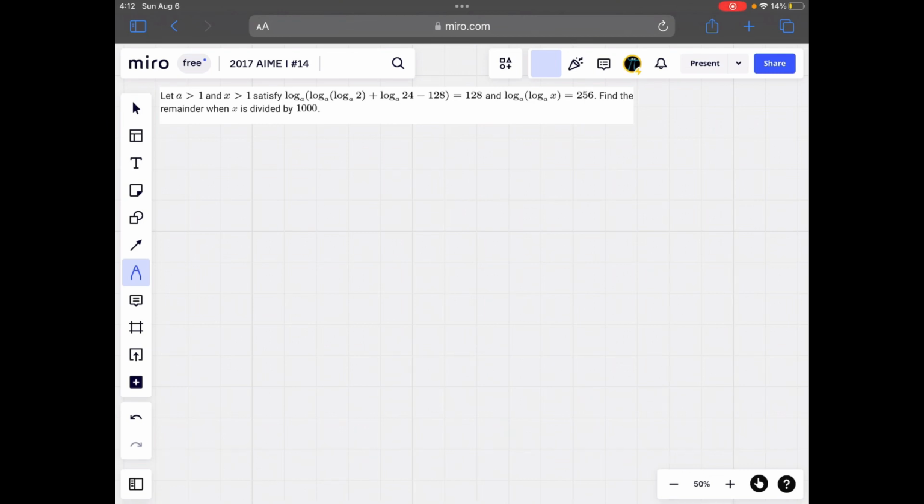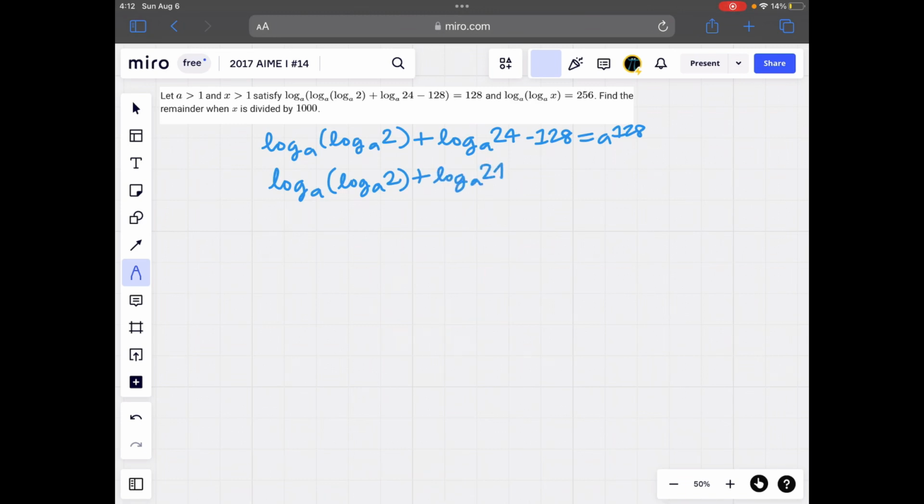Let's try to get that word out of the equation. First, let's remove the first log a. We can look at everything after it, and that's equal to a to the 128. So log a of log a2 plus log a24 minus 128 equals a to the 128. Now we can add 128 to both sides. We have log a of log a2 plus log a24 equals 128 plus a to the 128.